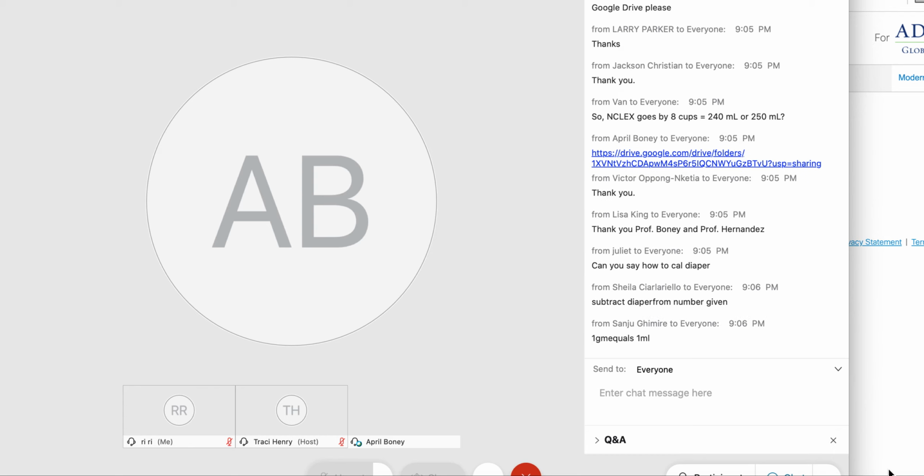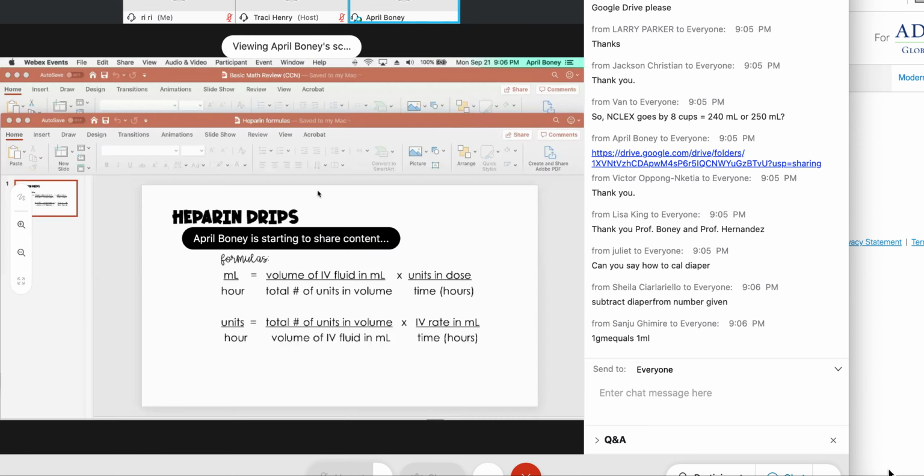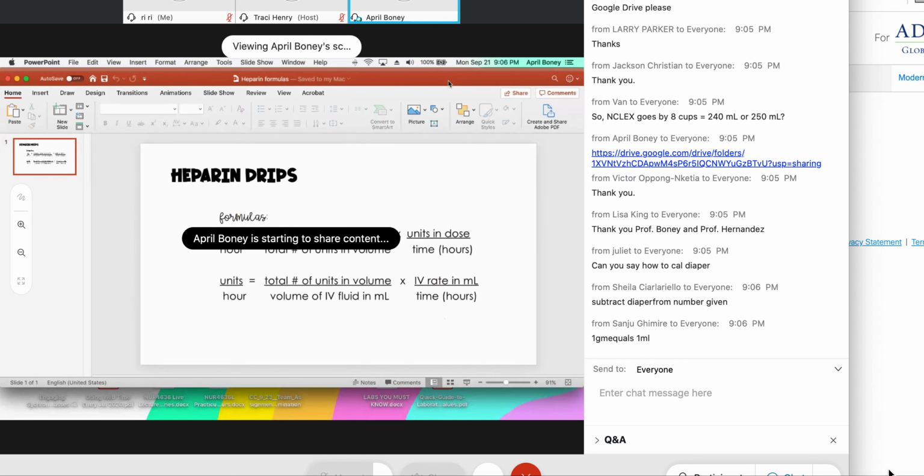Okay, so remember heparin, your order can be, or what you could be asked for could be one of two different things. You could be asked for milliliters per hour, so that's how you're going to run it, or they could ask you units per hour. So your formula is a little bit different depending on whether you want milliliters per hour or units per hour.